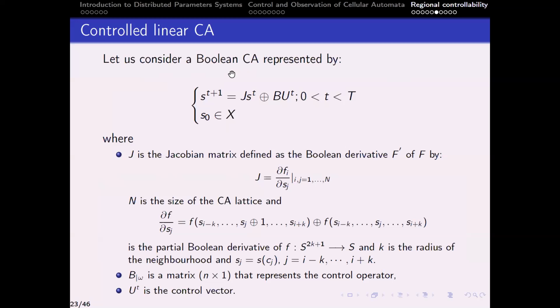We are dealing with Boolean CA, so we can consider the Jacobian matrix, which is defined related to the Boolean derivative. This is work developed with Franco Bagnoli, who works a lot on Boolean derivatives, and we can have this formulation of the Boolean controlled CA. The configuration at time t+1 is G applied to the configuration at time t, plus B with the control vector U at time t. This matrix, restricted to omega, represents the control operator, and U_t is the control vector.